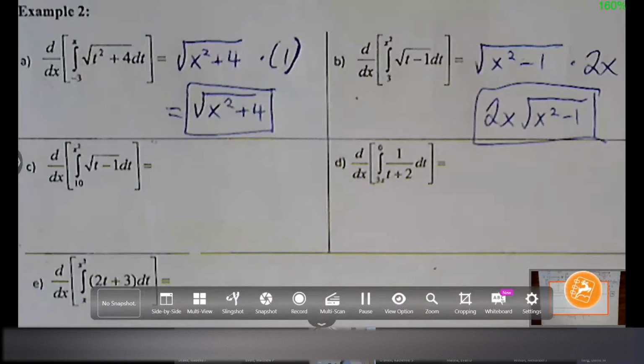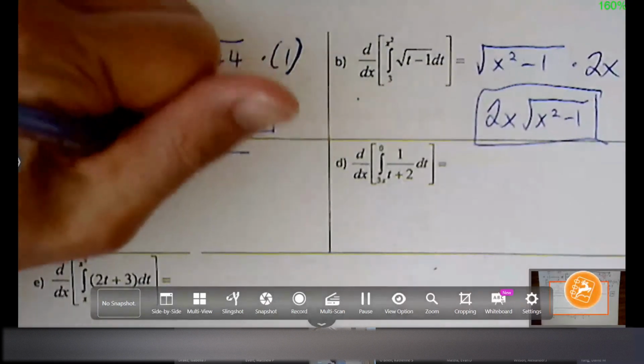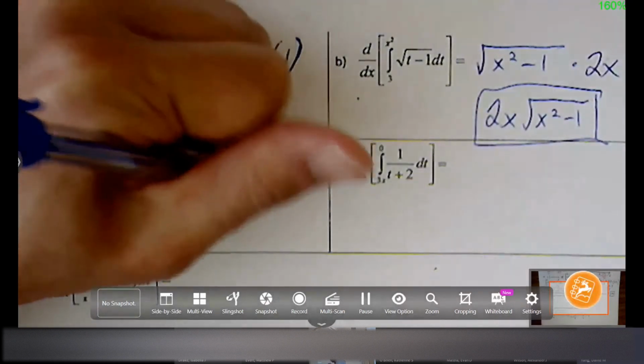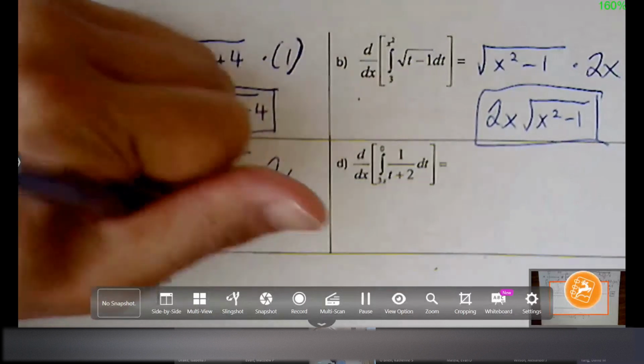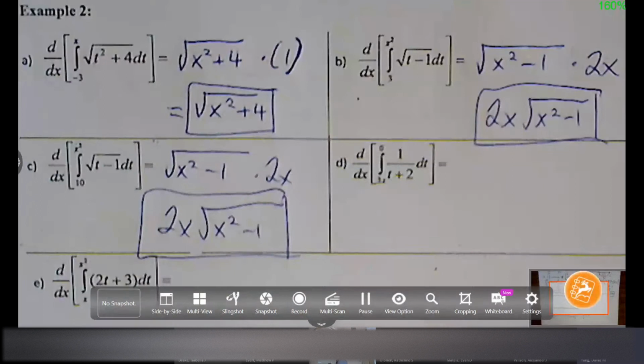Okay. Any questions there? All right, part C. Same problem, right? The only difference between B and C is what? The lower bound. And we know the lower bound is going to go to 0, so we'll get the same answer, right? Square root of x squared minus 1 times 2x. Okay. Any questions A through C?